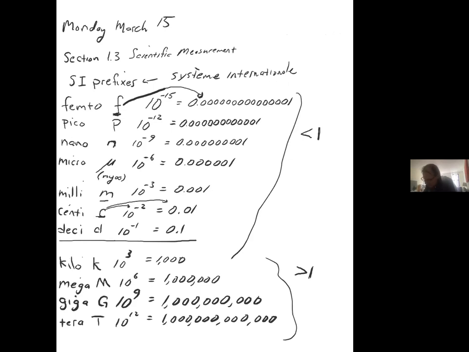A couple things to recognize is that when you're in the ones greater than 1, it starts at 3, then 6, then 9, then 12. And that's really 1 followed by that many zeros. So when I say 10 to the 9, 10 to the 9 is 1 followed by 9 zeros. That's a billion. Mega, 1 followed by 6 zeros, right? So for the ones that are greater than 1, the exponent is equal to the number of zeros that follows the 1, okay?